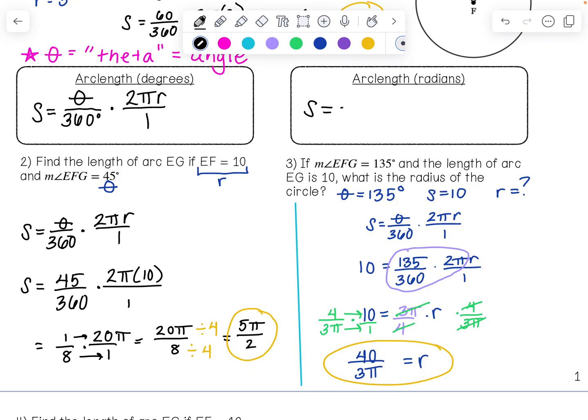So we know that for radians, 360 degrees turns into 2 pi radians. So we change that part of the formula to be radians. And then let's leave everything else the same. Right, so if I plug in my circumference formula as well, I can see that I have a 2 pi in the bottom and the 2 pi in the top. Those cancel out, and my arc length formula in radians is actually just my angle times the radius. It's super simple.